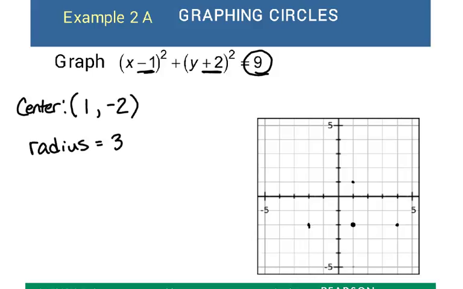just like this, and then draw your circle from it. There you have it. There is your circle centered at (1, -2) with a radius of 3.